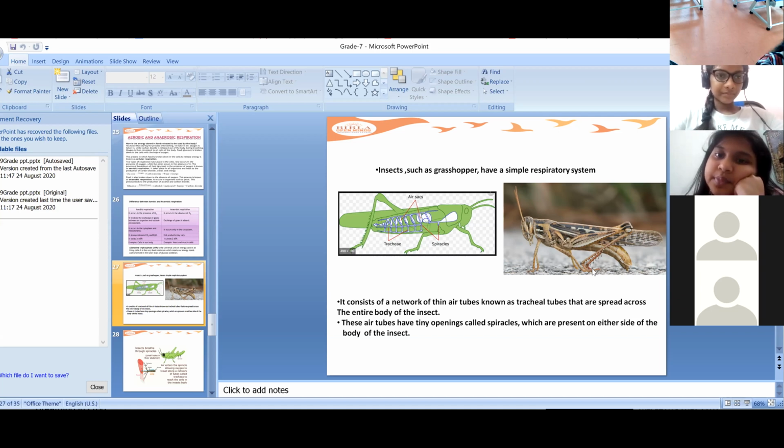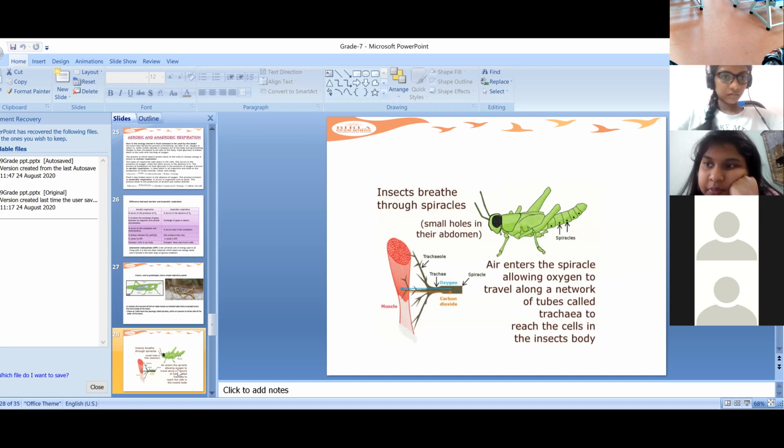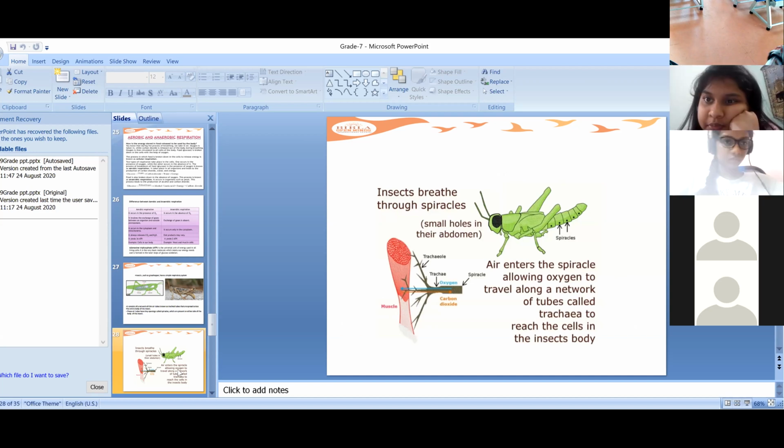Nimira, can you tell me what the network of air tubules is known as? Ma'am, the tracheal tubes. Yes, the tracheal tubes. They are spread across the entire body of the insects. So here in this picture, you can see the insects. They breathe through spiracles, the small holes in the abdomen. The detailed picture of the spiracle is given here.